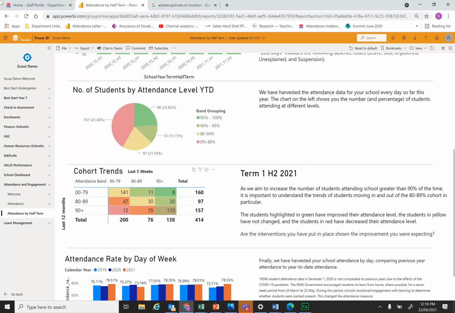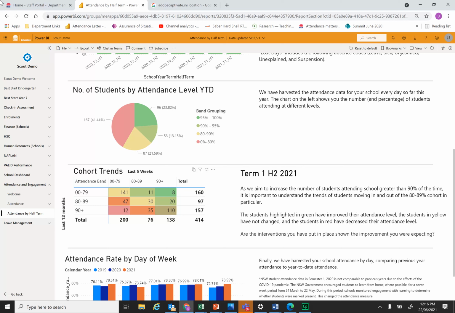Particularly for those of you who are involved in the 80s to 90s program, the number of these students is really important. So we're looking at 87 students in the 80-90% range, and they're the students that we're looking to move above the green line as we focus on this initiative. And finally, we've got 167 students who are sitting in the 0 to 80% range that certainly deserve our attention.